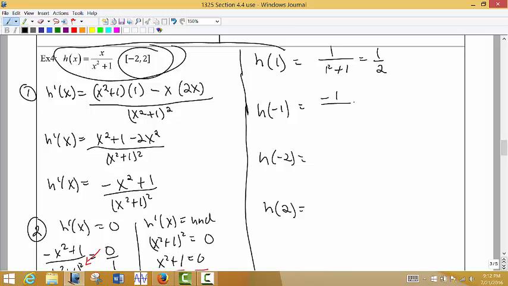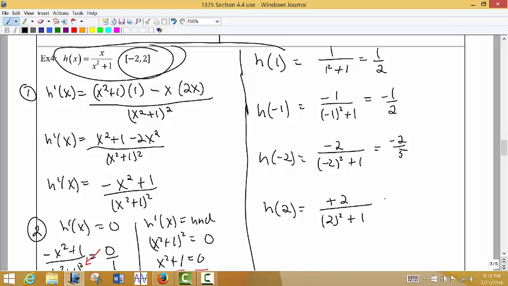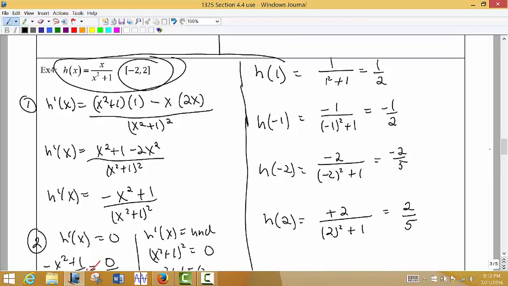If I plug in a negative 1 in place of x, we end up getting out a negative 1/2. So we're going to plug in a negative 2 in place of x. Okay, we end up getting negative 2/5. Plug in a positive 2 in place of x, and we end up getting out a positive 2/5. So what is the absolute maximum value here? The largest value that we see would actually turn out to be 1/2.